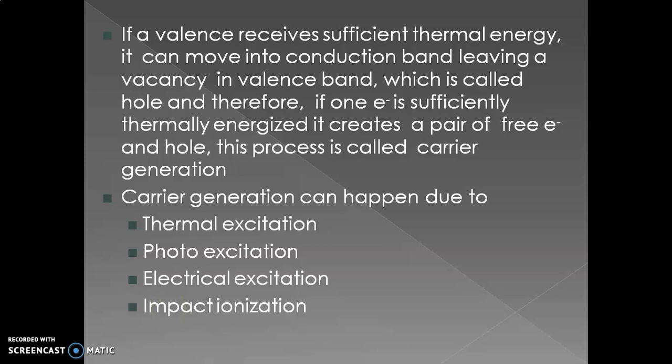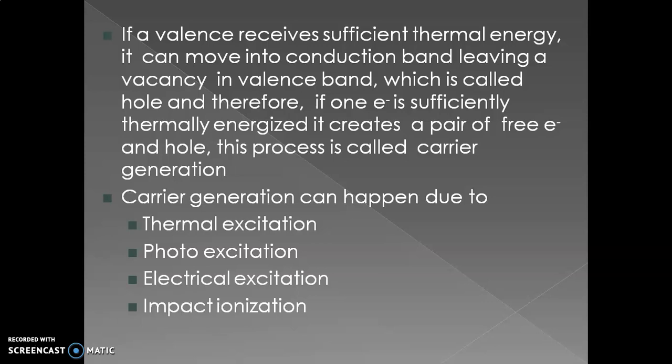If a valence electron receives sufficient thermal energy, it can move into the conduction band, leaving a vacancy in the valence band, which is called a hole. Therefore, if one electron is sufficiently thermally energized, it creates a pair of a free electron and a hole. This process is called carrier generation.